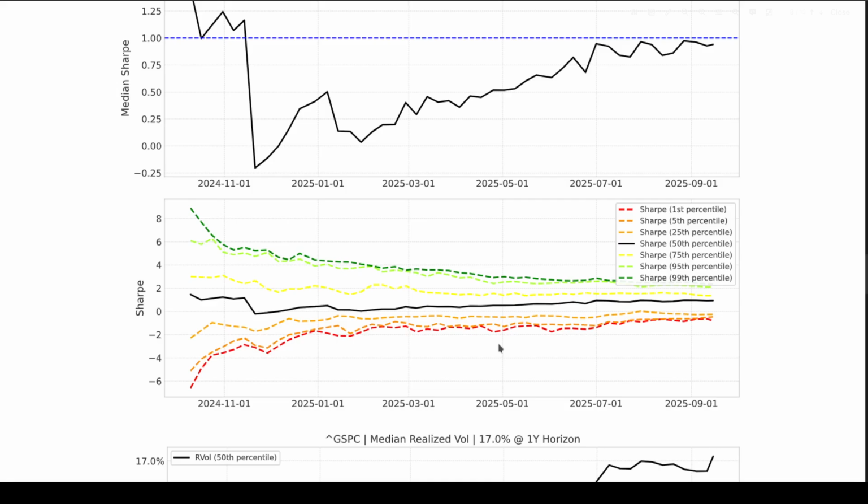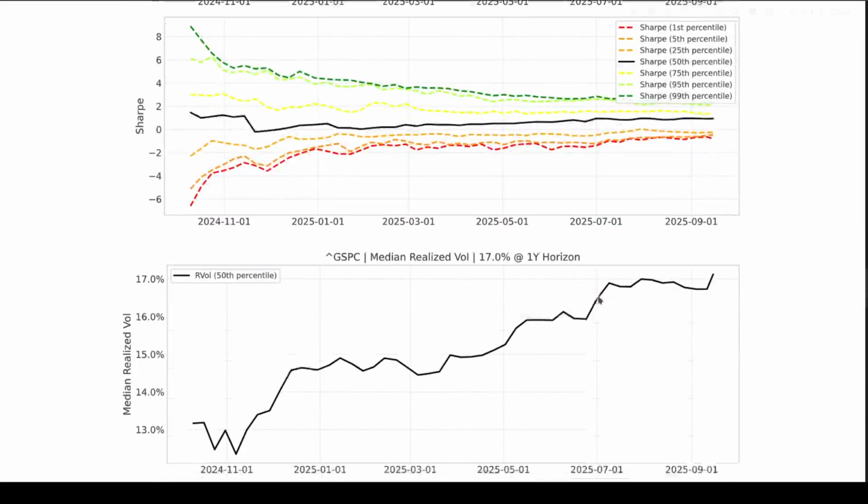But the thing is, even the Sharpe has a distribution, right? The Sharpe ratio here has a distribution. You can have scenarios where, if you were to buy the S&P 500, you get a Sharpe of like a 3 or 4, or a Sharpe of a minus 1 or minus half. So it's not as clear as we would like it to be.